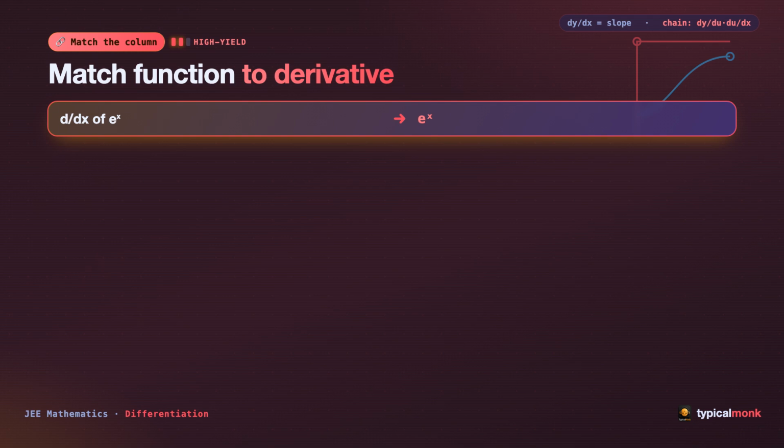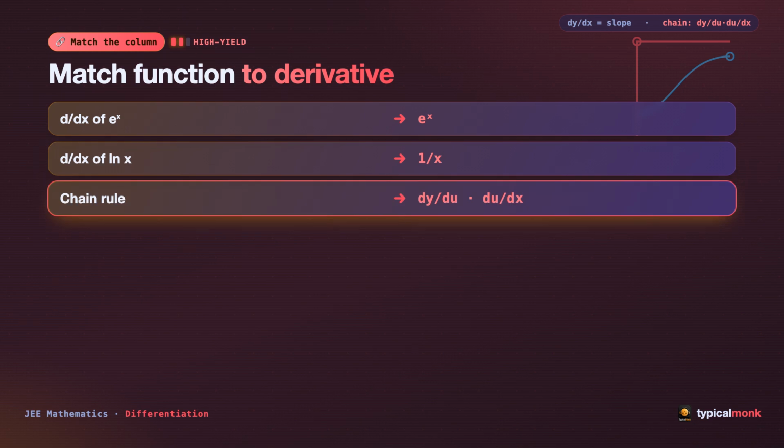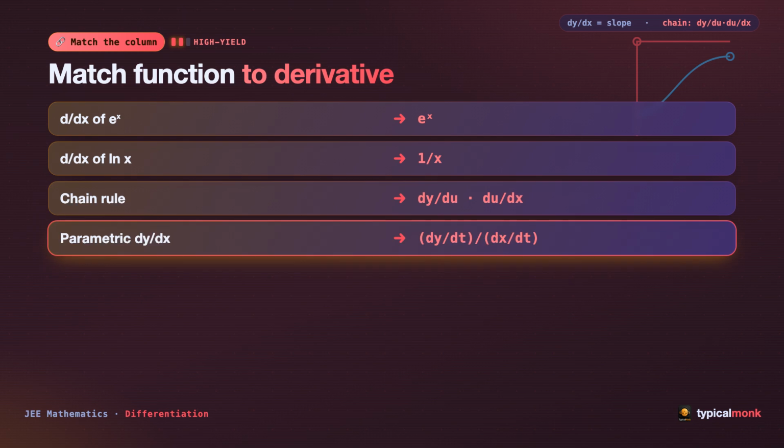Now match each function to its derivative. The derivative of e to the x goes to e to the x. The derivative of natural log x goes to 1 over x. The chain rule goes to dy by du times du by dx. And the parametric dy by dx goes to dy by dt over dx by dt. 4 pairs, each worth committing to memory.